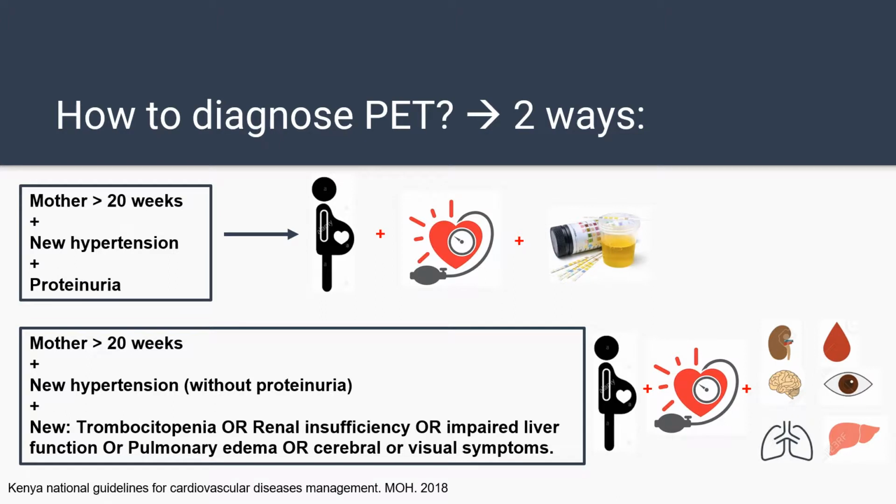Now, how do we diagnose preeclampsia? Preeclampsia we diagnose with 3 important things. That is, the mother over 20 weeks of pregnancy, the new onset of hypertension, and new onset of proteinuria. Those 3 things are the classical way to diagnose preeclampsia. But also, if we don't have proteinuria, we can diagnose preeclampsia with the mother's pressure, but with a new severe feature that can be thrombocytopenia, renal insufficiency, impaired liver function, or pulmonary edema, or cerebral or visual disturbances and symptoms.